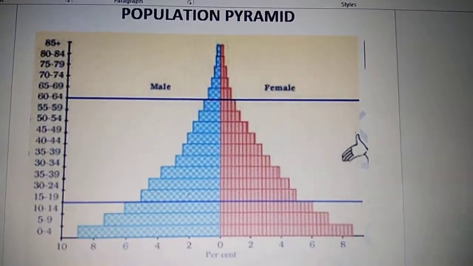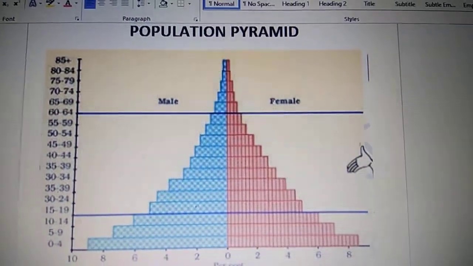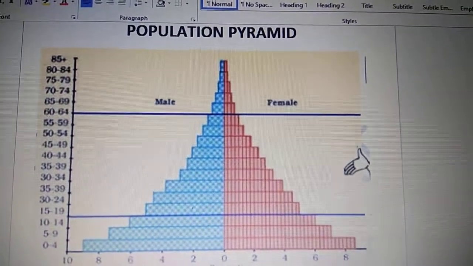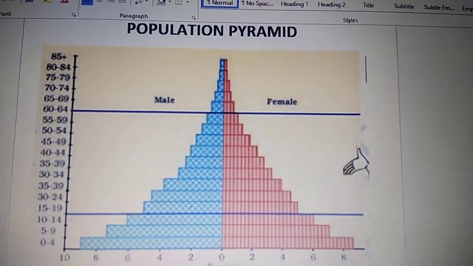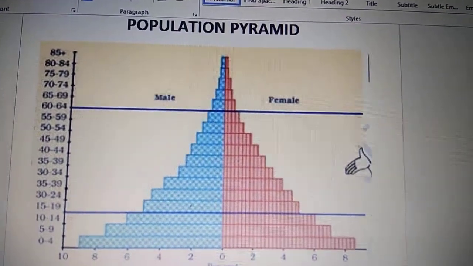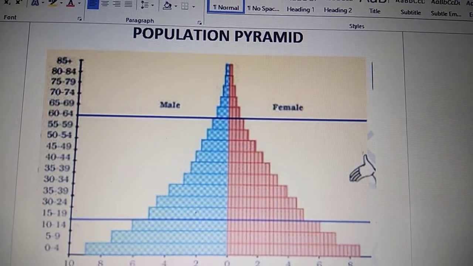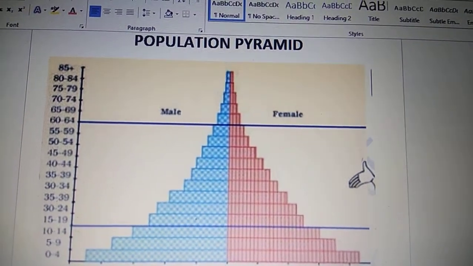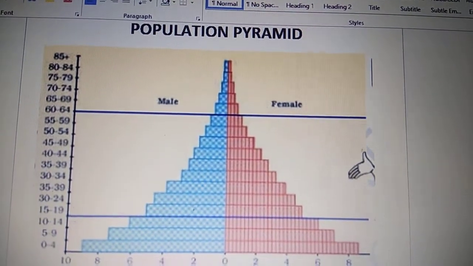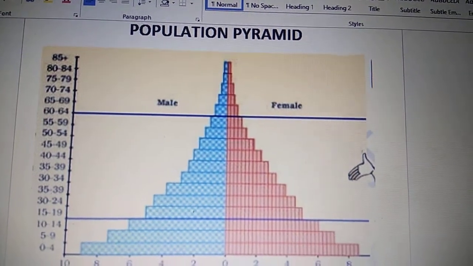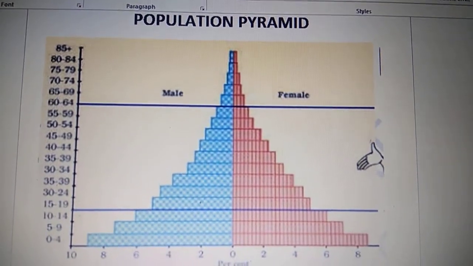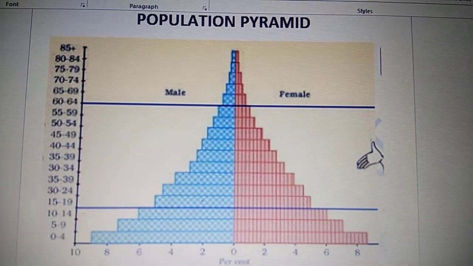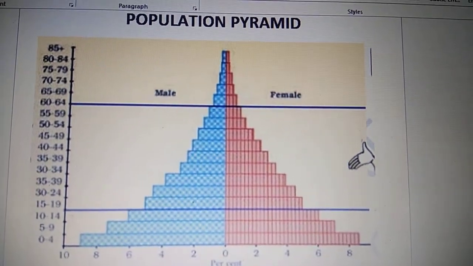So you see, children, if the base of the pyramid is broad, that means that country has a high birth rate. And if it tapers narrowly towards the top, it means there is a high death rate also. Okay, so now let us study the population pyramid of 4 other countries and understand it better.